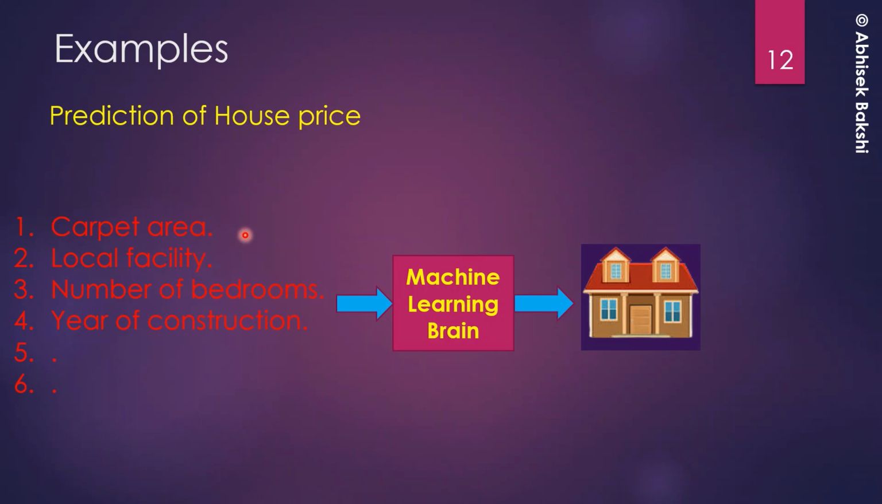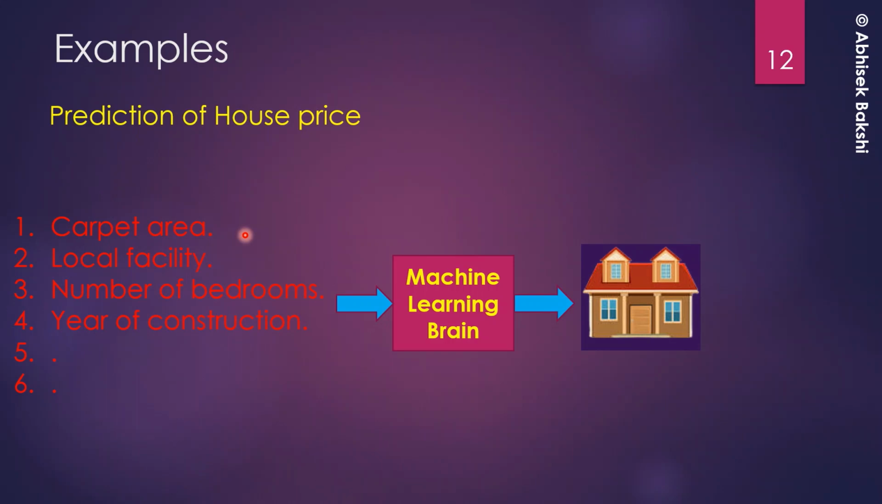Now definitely, before you start predicting something based on these inputs, you must have a learned model that has already learned from some already existing examples, right? Existing examples in the sense of some existing houses whose carpet area, local facility, number of bedrooms, year of construction and many other features are known, and also the corresponding price is known.